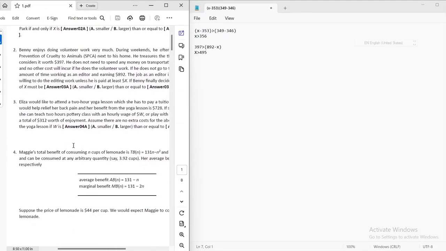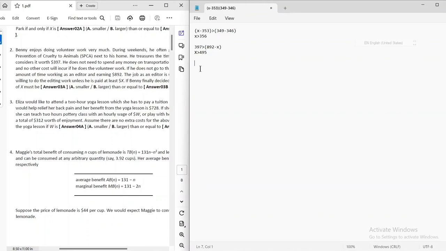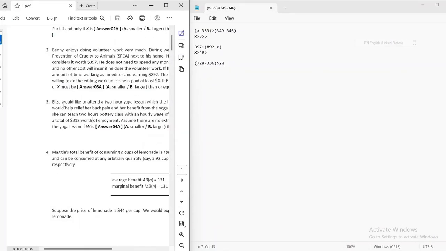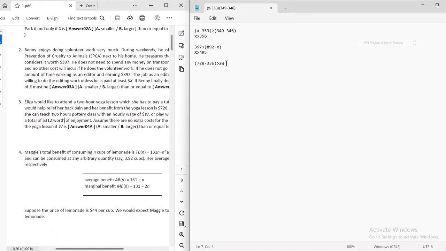So again, additional benefit and additional cost. So what is the additional benefit in this case? So this is 728 minus 336. And what is the additional cost? So this should be greater than 2 times W. Now, why did we not consider $312, this amount? Because the question is asking for W. And so 2 times W, that is the wage for 2 hours, should be greater than $312, right? That's why we ignore $312, because we only consider the amount that is the highest. Okay, so when you solve this, you'll get W is less than 196. So this is your answer. Let's move on to the next question.